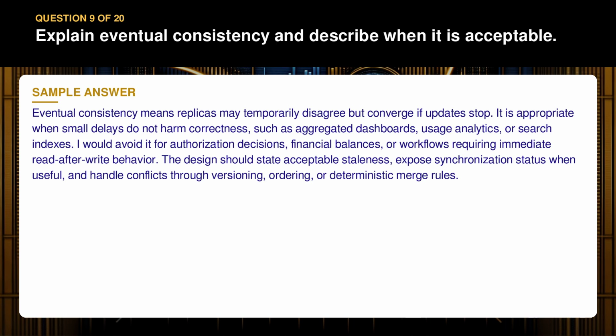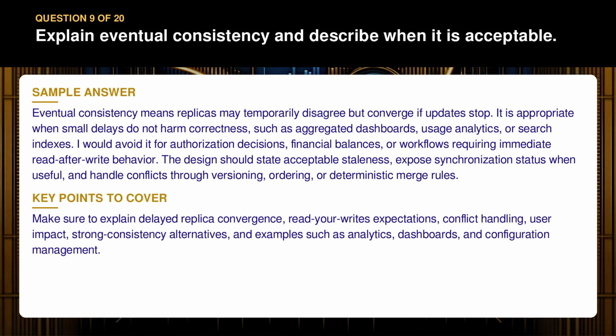The design should state acceptable staleness, expose synchronization status when useful, and handle conflicts through versioning, ordering, or deterministic merge rules. Make sure to explain delayed replica convergence, read your writes expectations, conflict handling, user impact, strong consistency alternatives, and examples such as analytics, dashboards, and configuration management.